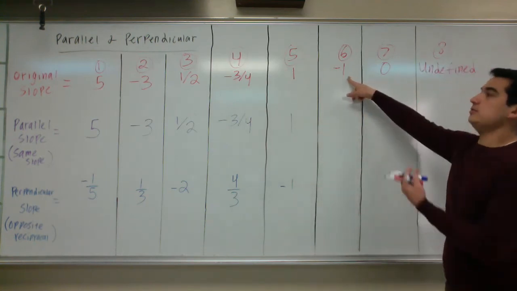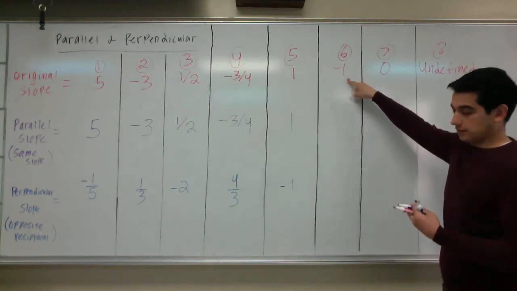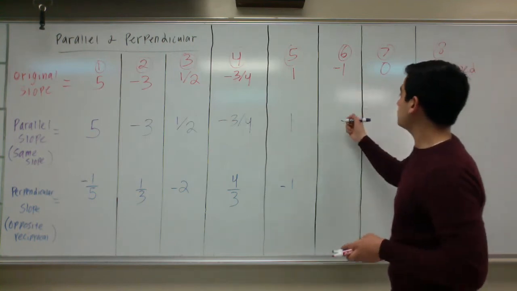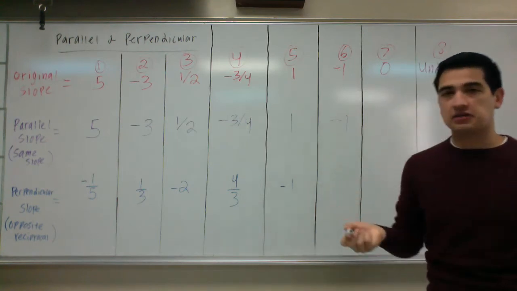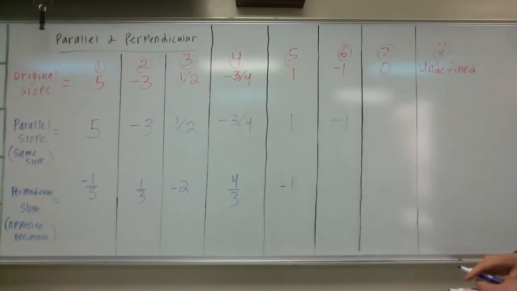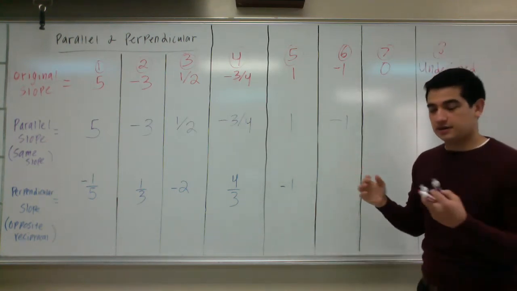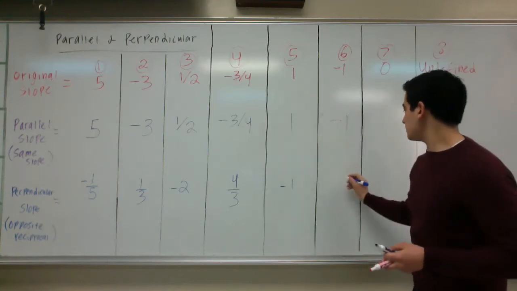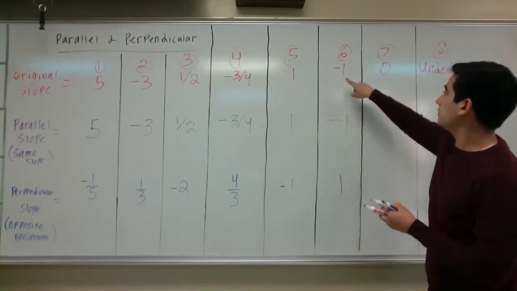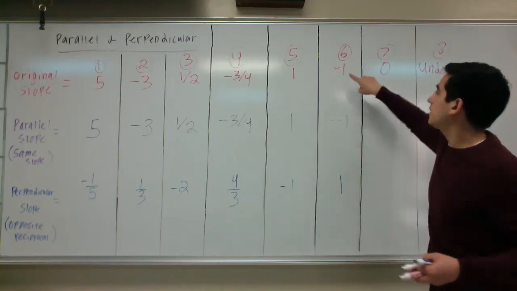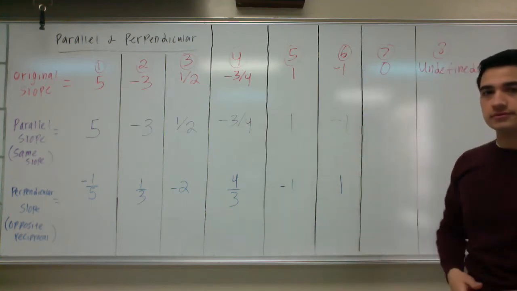Number 6. Now my original slope is negative 1. My parallel is still going to be the same, negative 1. And now the perpendicular, hopefully y'all can guess it, it's going to be a positive 1. Because we're going to flip this, change the sign, negative 1 is going to go to positive 1. That's it.